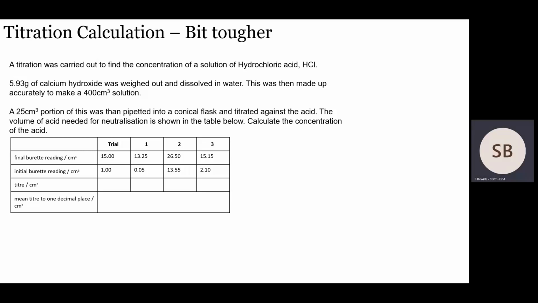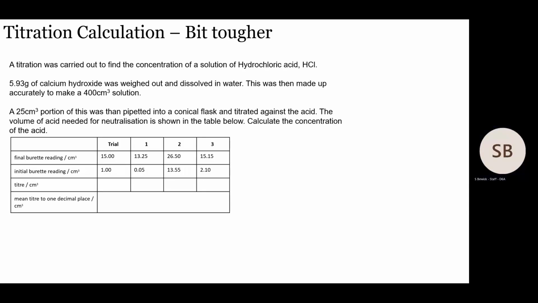What calculations do you know about standard solutions? Now, we've taken 25 centimeter cube portions. This was then prepared into a conical flask and titrated against the acid. The volume of the acid needed for neutralization is shown in the table below. Calculate the concentration of the acid. There's a lot going on here. There's a lot of different volumes for a start. So there's a couple of things we need to do to make things simple, to try and sort stuff out in our minds.